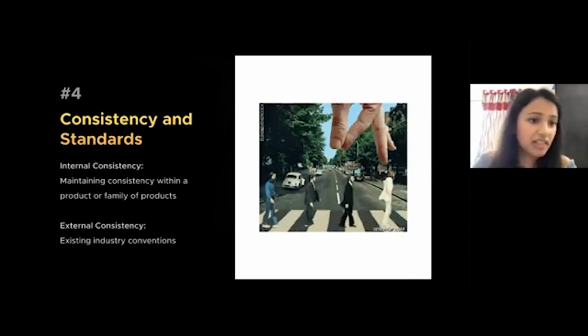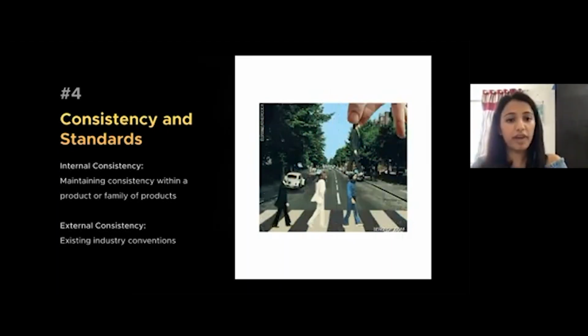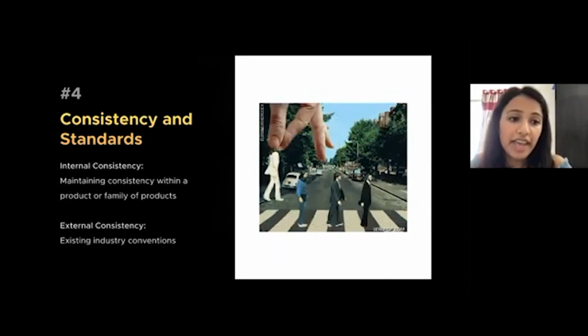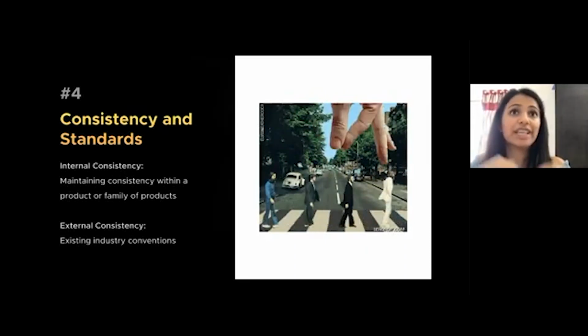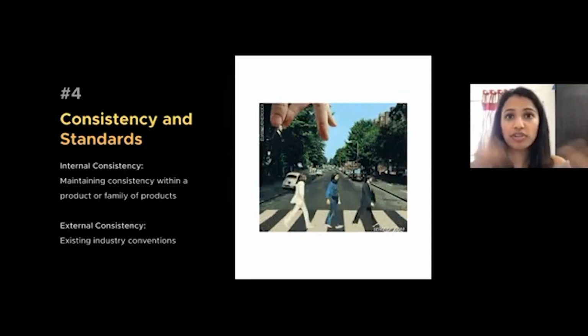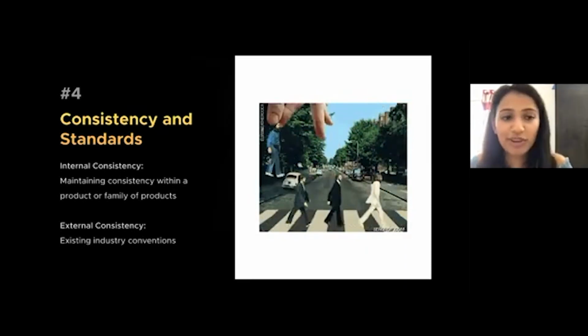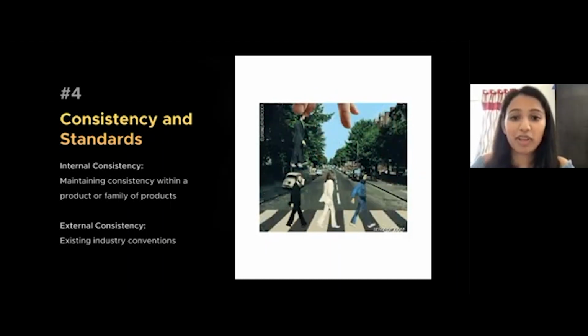The internal consistency refers to the set or the range of products within a family, right? And the external consistency refers to the external industry conventions or the standards that are out there, like you versus your competitors, but you belong to the same family. So that is the consistency I'm talking about.